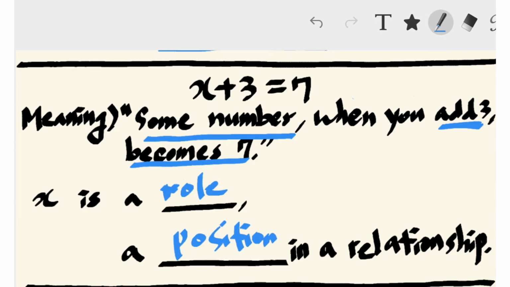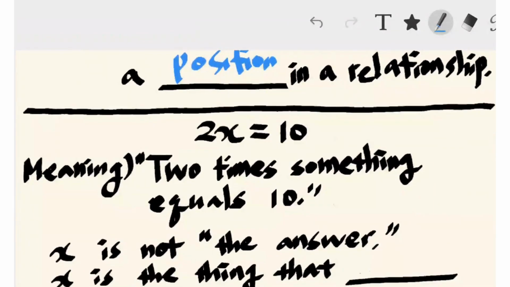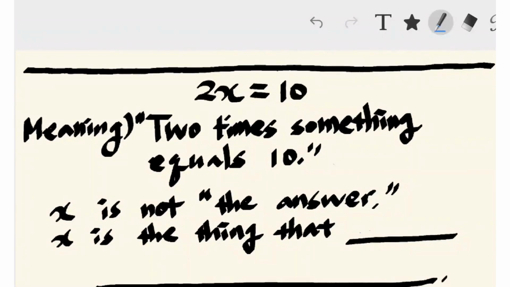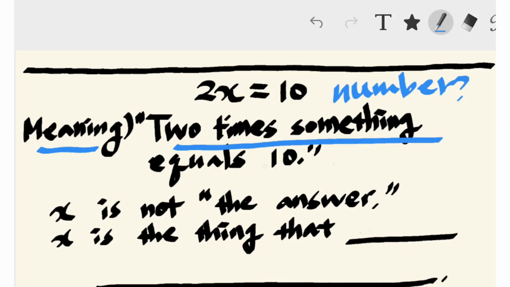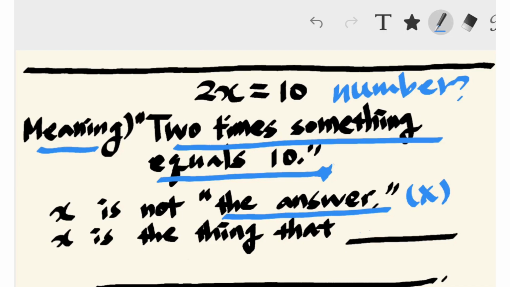Now look at this: 2x equals 10. Many students think x is a number, but what this really says is 2 times something equals 10. So x is not the answer. x is the thing that makes the sentence true.